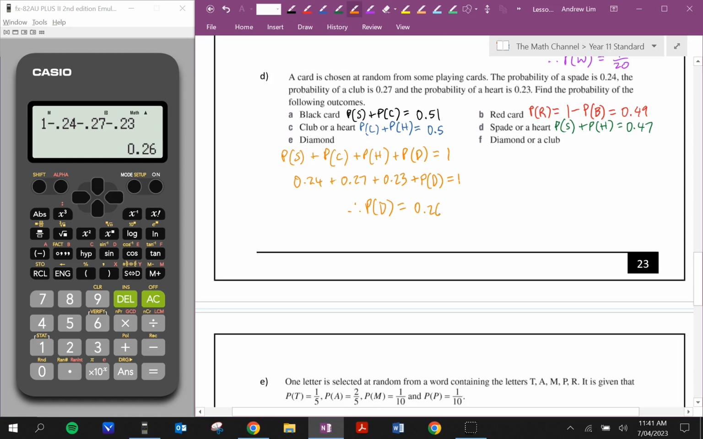What about F? Diamond or a club? So now we know what diamond is. We know that the probability of diamond plus the probability of a club is equal to 0.26 plus the club, which is 0.27. When we put that in the calculator, we'll get 0.53.